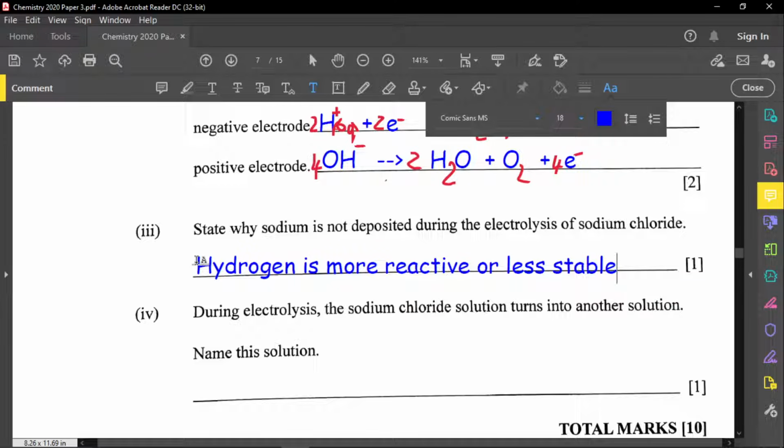Okay, all right. So the last part of this question is that during electrolysis, the sodium chloride solution turns into another solution. Name this solution. And this solution will be sodium hydroxide, because if you go back to it, you realize that the hydroxide ions are there. Okay, so what you get here is sodium hydroxide. Okay, so this will be sodium hydroxide. All right, so that's this part of this question. Let's go on to the next part of the question.